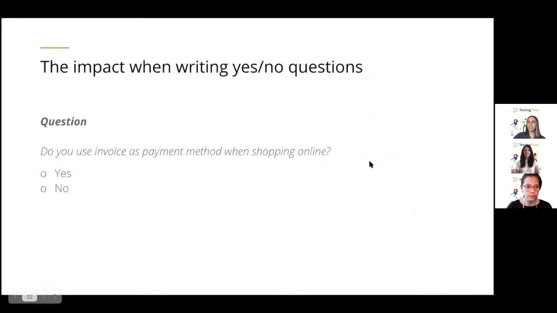So here, let's see what the impact is when the customer writes yes/no questions. In this example: do you use invoice as a payment method when shopping online? Yes/no. This is a badly formulated question because now the test user knows that you are looking for someone that uses invoice as a payment method, and they can decide to lie.